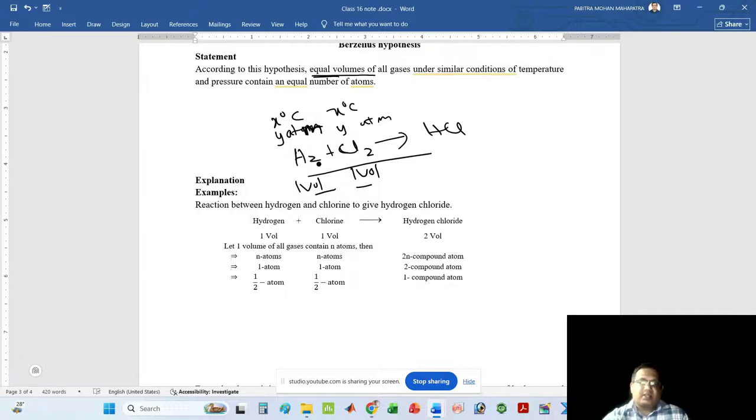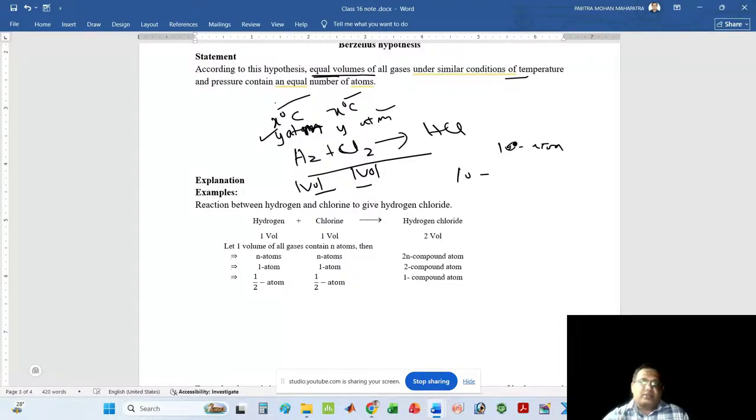Here I have to think about hydrogen and chlorine. They are also under similar conditions of temperature and pressure. Here the pressure is y atm, and here also the pressure is y atm. Then, as per the Berzelius concept, both gases contain an equal number of atoms. That means, suppose hydrogen contains 10 atoms, the chlorine must also contain 10 atoms.